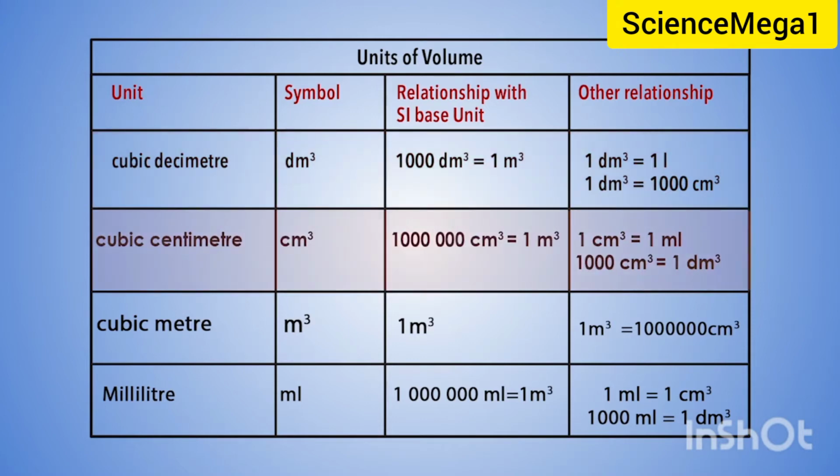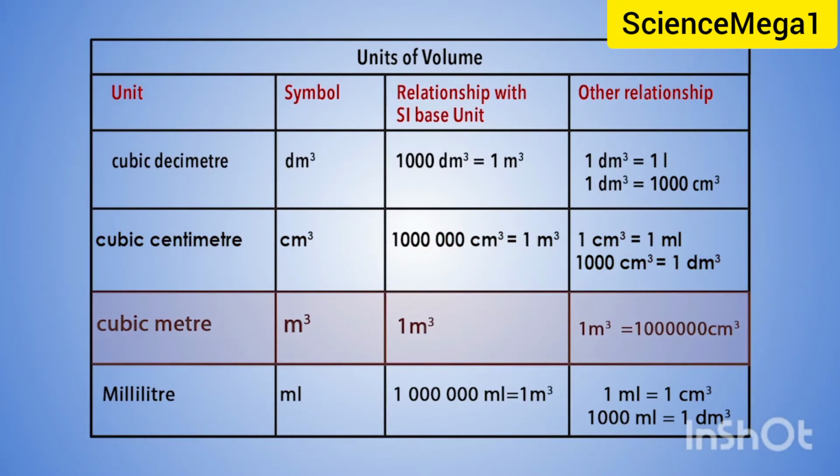We also have cubic centimeter with a symbol cm cube. 1 million cubic centimeter is equal to 1 cubic meter. For other relationship, we have 1 cubic centimeter is equal to 1 milliliter. We also have 1,000 cubic centimeter is equal to 1 cubic decimeter.